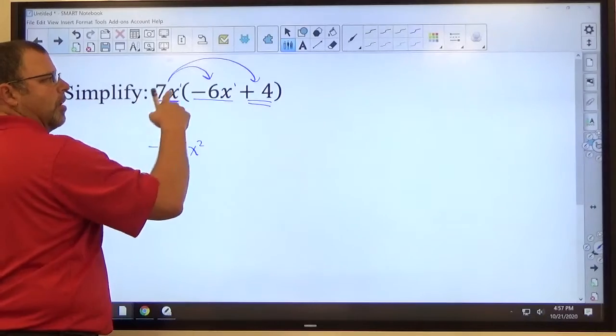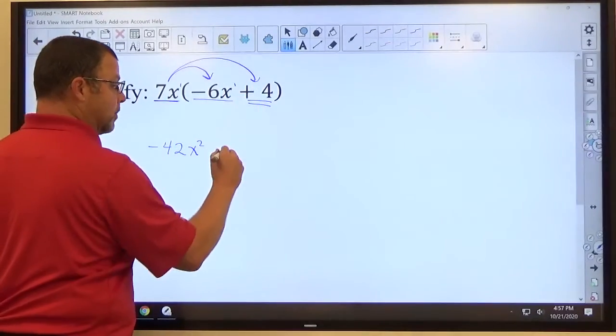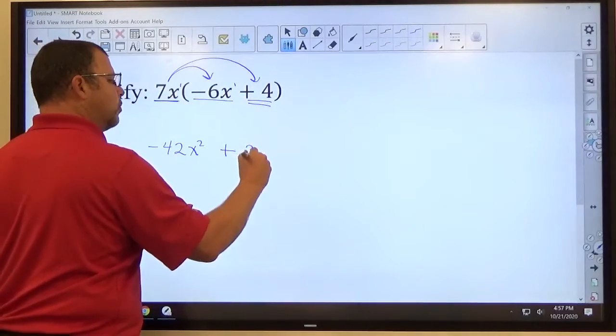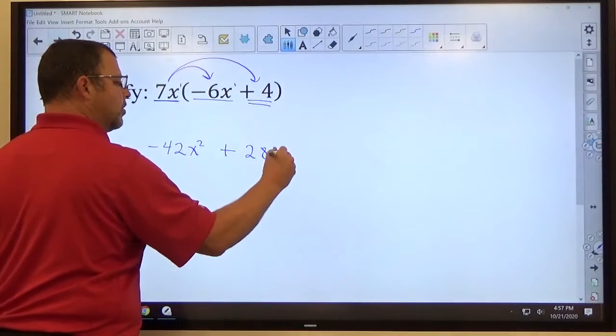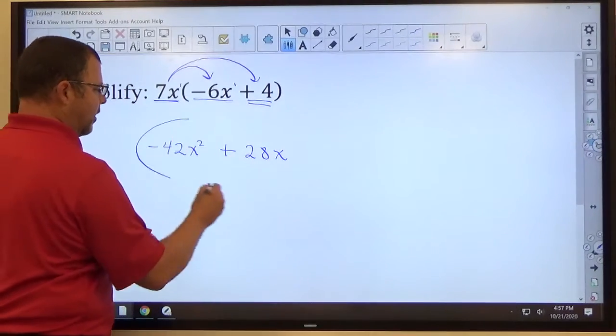We multiply positive 7x times positive 4. Positive times positive makes a positive. 7 times 4 is 28, and then x times nothing else just stays x. And that's the entire answer there.